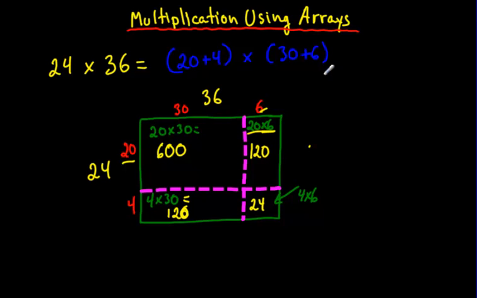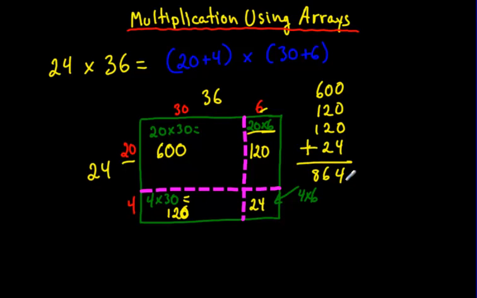So if I take all of these numbers now and I add them all up, I have 600, 120, and I have that in there twice, plus 24. And I just basically add all of these numbers up, and you get 864. So 24 times 36 is 864. That's our answer. And that's how we've been working on 2-digit multiplication using arrays.